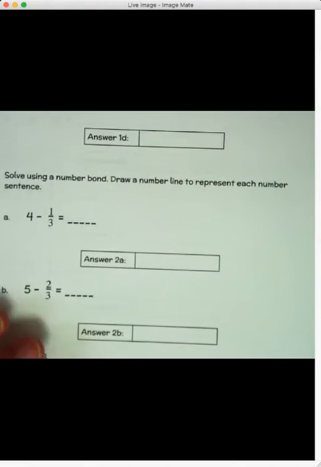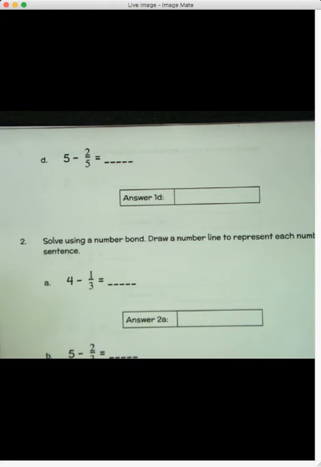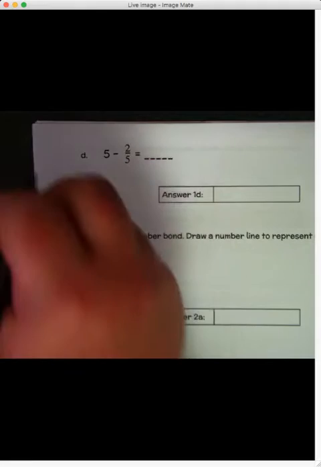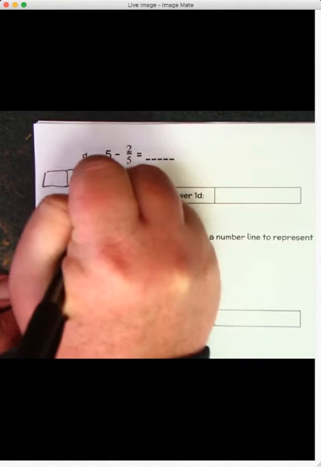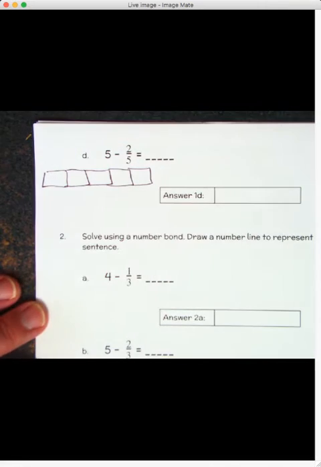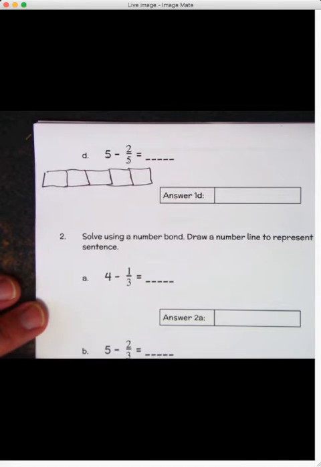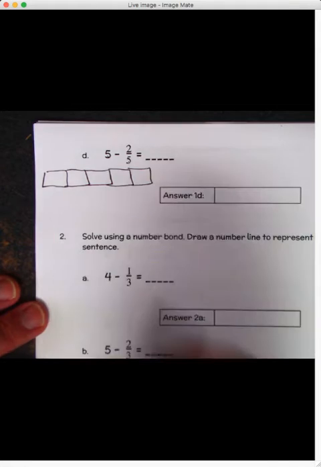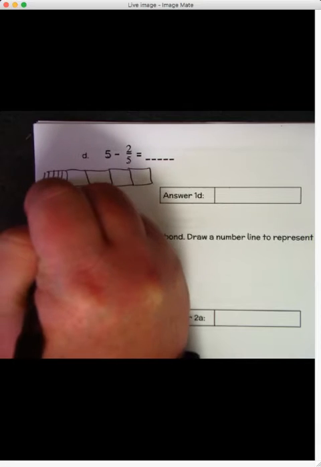And this one says 5 minus 2/5. So we can draw our diagram. I'm going to put it over here. Draw some boxes. 1, 2, 3, 4, there's 5 whole boxes. That represents the 5. But we've got to split these boxes into fifths to find out how many fifths 5 is. 1, 2, 3, 4, 5.